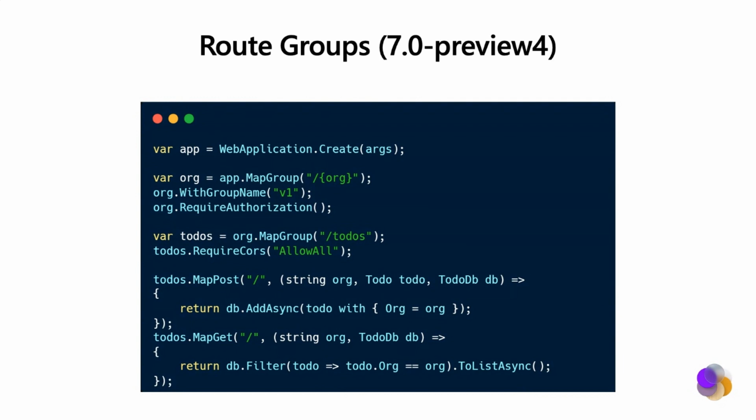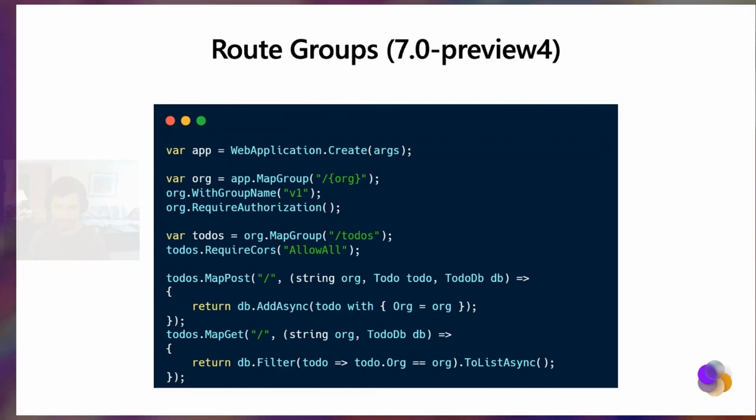And here you can simply add a to-do to the org, or you can get all the to-dos for an org. Obviously, you'd want more endpoints than this for a real to-do app. You'd also actually want to set up auth and CORS in your services, but for demo purposes, I'm just showing you the relevant MapGroup code.